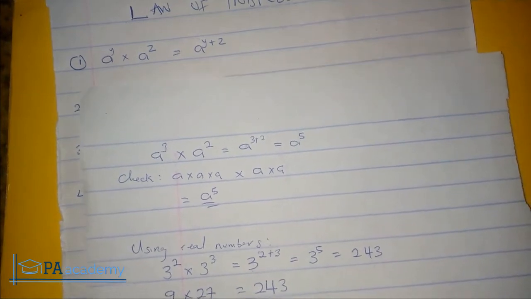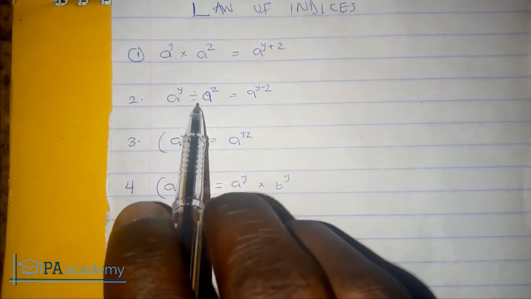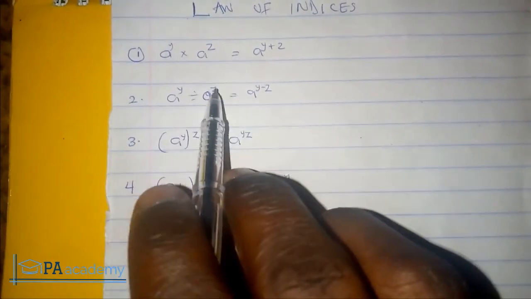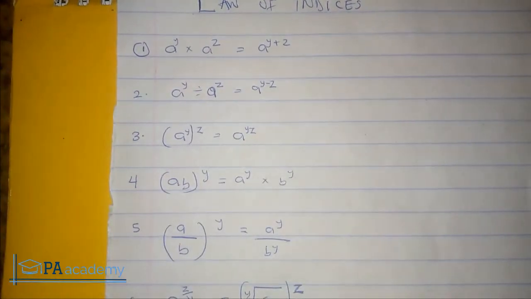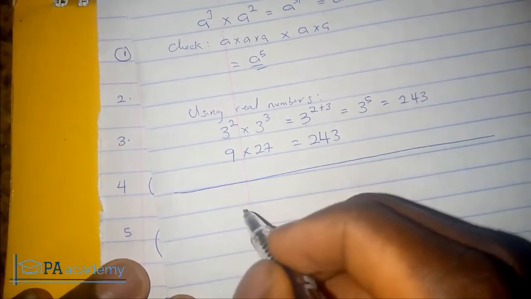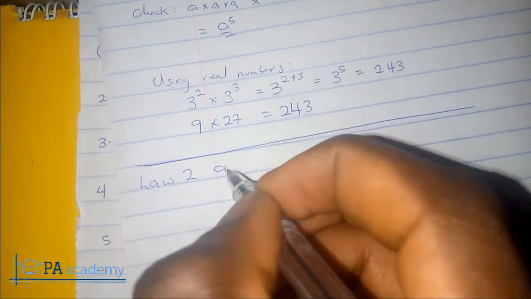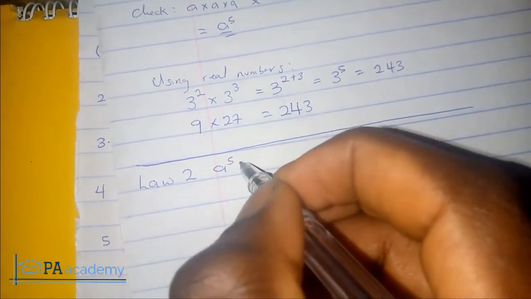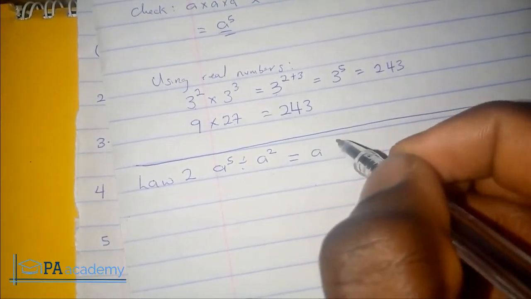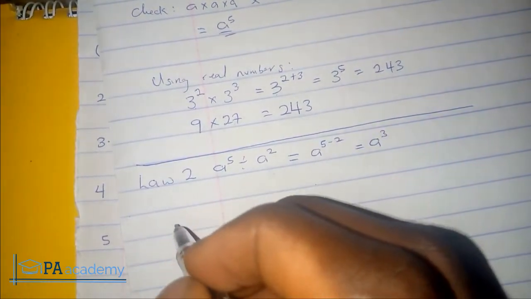So now let's go to law 2. For law 2, if we have a raised to power y divided by a raised to power z, we can rewrite it as a raised to power y minus z. So let's say we have a raised to power 5 divided by a raised to power 2. We can write this as a raised to power 5 minus 2, which is equal to a raised to power 3.